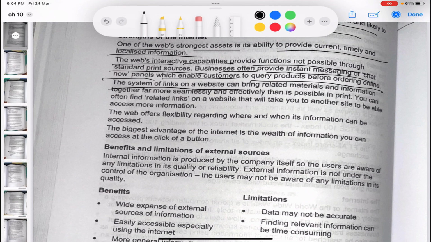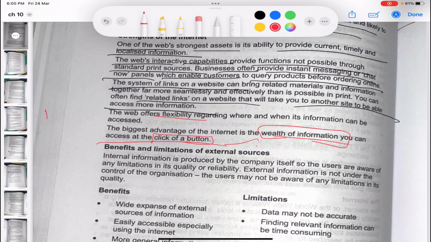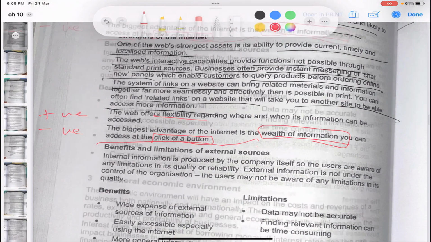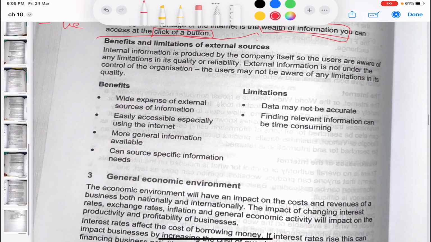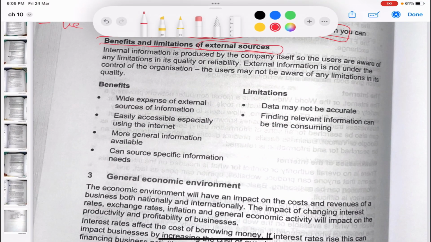The system of links on a website can bring related materials and information together. You can often find related links on a website that will take you to another site to be able to access more information. The web offers flexibility. Biggest advantage is the wealth of information you can access at the click of a button. So this wealth of information can also be a positive point, it can also be a negative point at the same time.